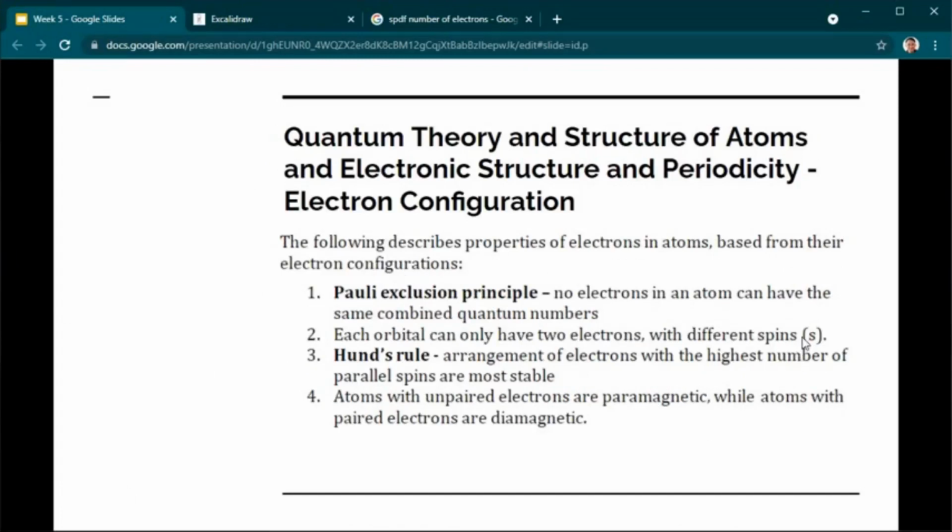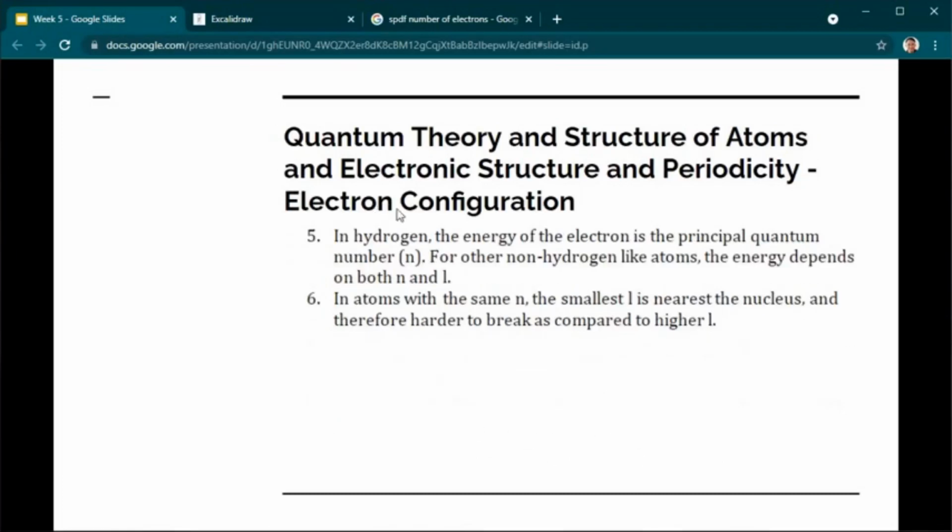The following describes properties of electrons in atoms based from their electron configurations. Number 1, Pauli exclusion principle: no electrons in an atom can have the same combined quantum numbers. Number 2, each orbital can only have 2 electrons with different spins. Number 3, Hund's rule: arrangement of electrons with the highest number of parallel spins are the most stable. And then number 4, atoms with unpaired electrons are paramagnetic, while atoms with paired electrons are diamagnetic.